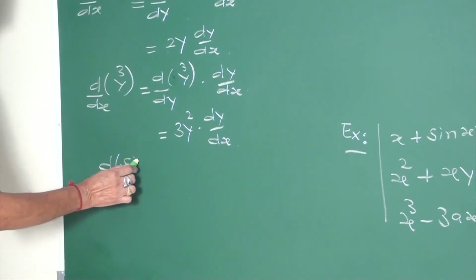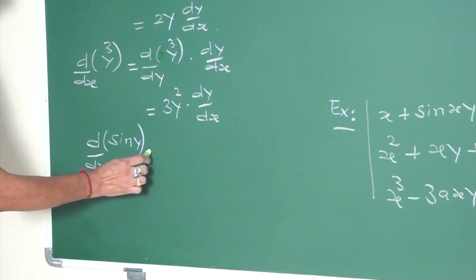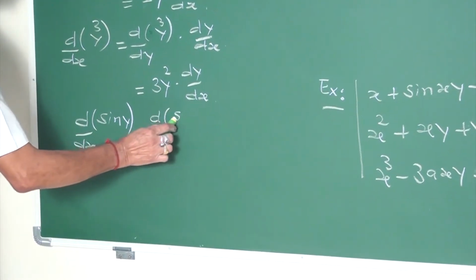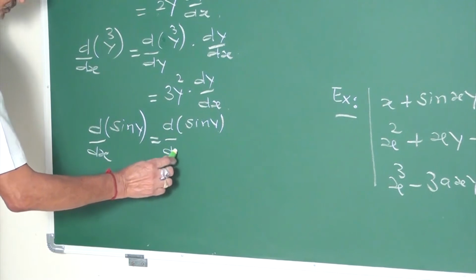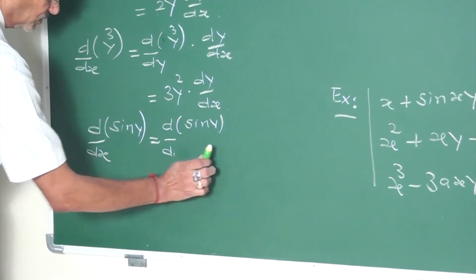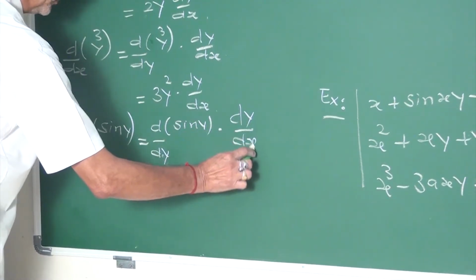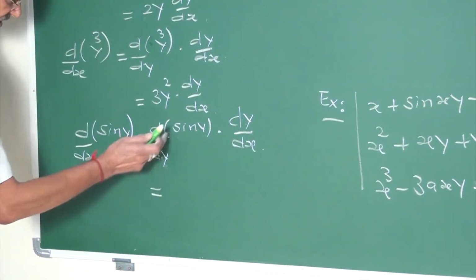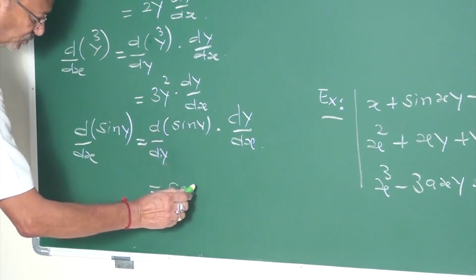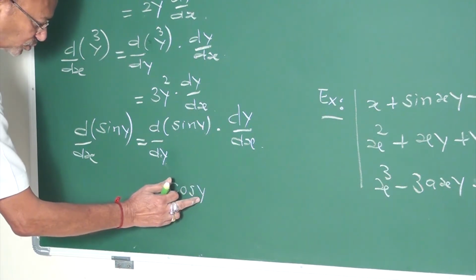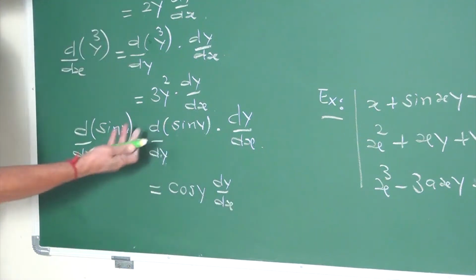Derivative of sin y with respect to x. I told you, first differentiate sin y with respect to y, then y with respect to x. What is this? The derivative of sin is cos. Whatever it is, you have to write it. Is it x? No, write its derivative, dy by dx.